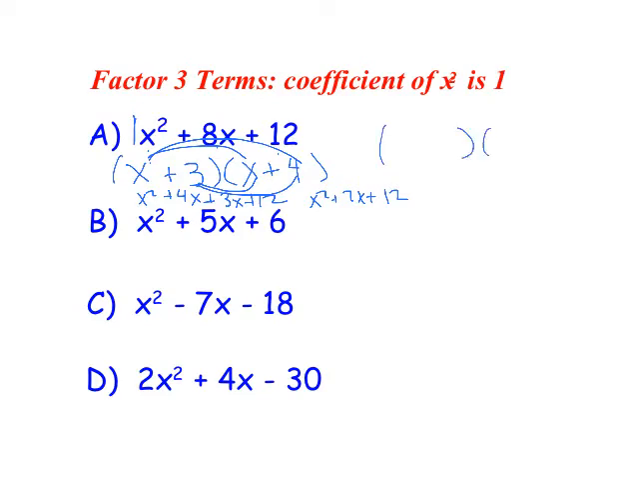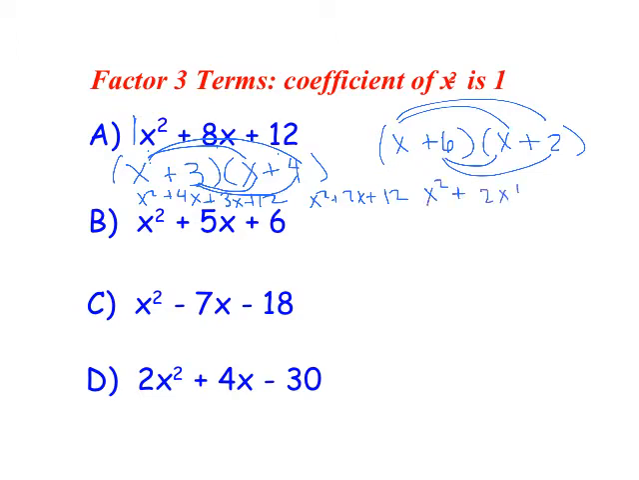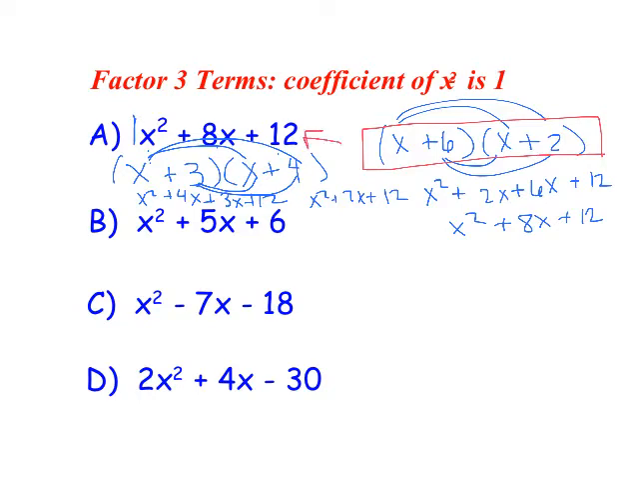So if we try again, x times x makes the first x squared, and the end, 12, is 6 times 2. And now if we redistribute each time, x squared plus 2x plus 6x plus 12. And combining like terms in the middle, x squared plus 8x plus 12. So this one is the correct form of factoring, problem A.